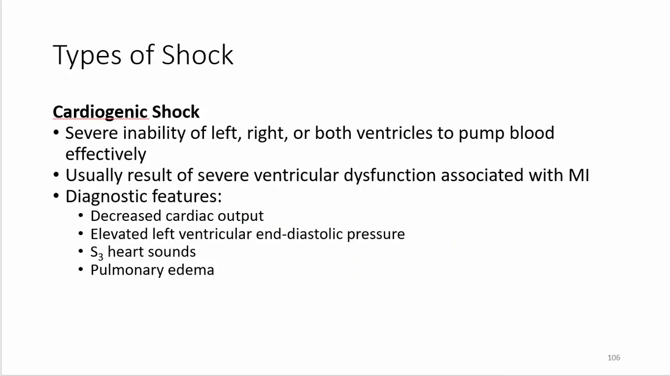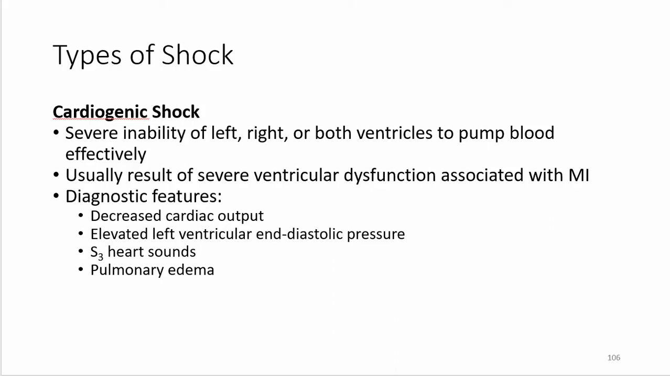So now we're going to look at the different types of shock. We're going to spend more time on the cardiogenic and the hypovolemic because this is what we're really going to see. So cardiogenic shock is when the ventricles fail to pump enough blood to create enough blood pressure to cause the perfusion that you need.